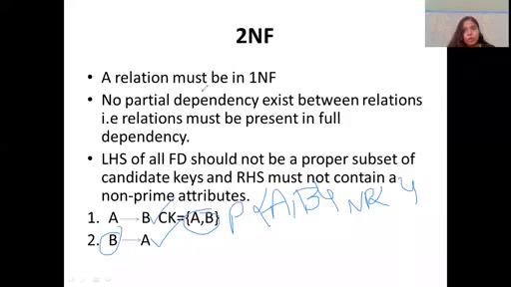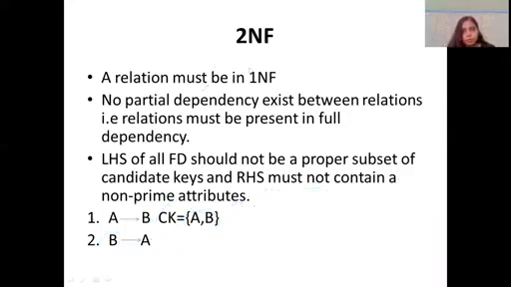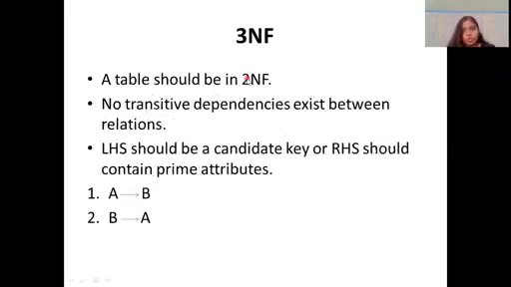Next, the type of normal form we have is the third normal form. So let me start the third normal form. For third normal form, the condition is that the table should be in second normal form. Using the same student example, to check that a particular table is in third normal form, we have to make sure that it has qualified the criteria of second normal form. The next statement says no transitive dependencies exist between relations.